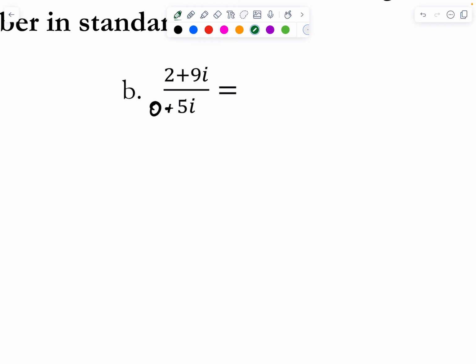So when we multiply here by the conjugate, multiply the top and bottom, you could write 0 and 5i and do the opposite sign, which would be 0 minus 5i. Now you really don't need the 0, it's not going to do anything, but make sure you know that when it says 5i there, the conjugate would be negative 5i. Do that to the top as well.